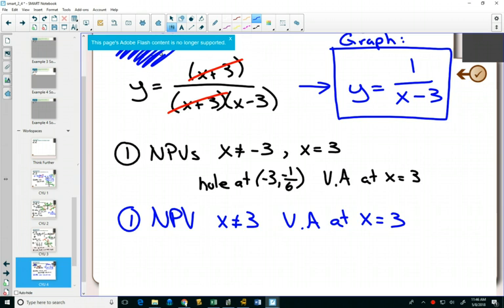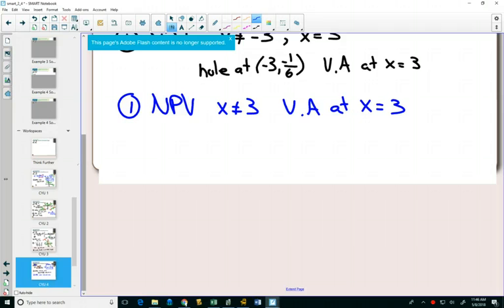But if you were doing the blue graph right from the start, you would know that there's a vertical asymptote at x equals 3 as well. What does this graph look like? Well, we can start to graph it.